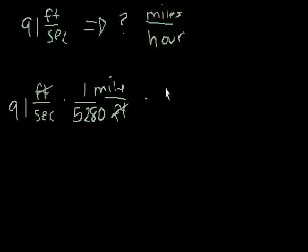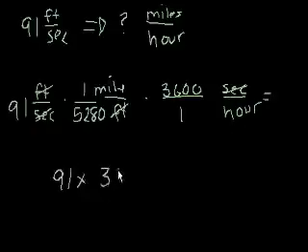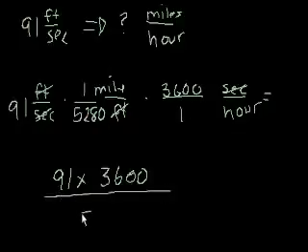And how many seconds are there in an hour? Well, there are 3,600 seconds in an hour. 60 seconds per minute and 60 minutes per hour. So 3,600 over 1 seconds per hour. And these seconds will cancel out. And then we're just left with, we just multiply everything out. We get, in the numerator, 91 times 3,600, right? 91 times 1 times 3,600. In the denominator, we just have 5,280.